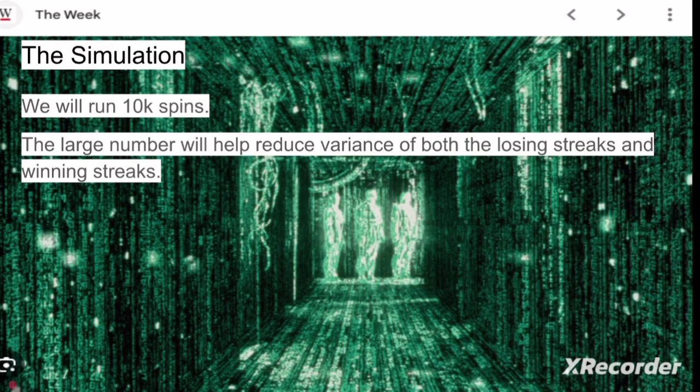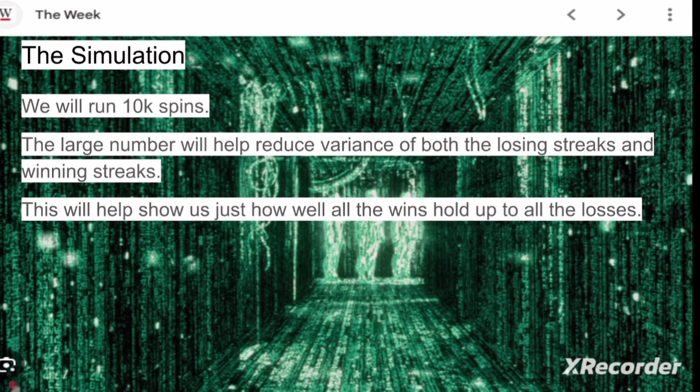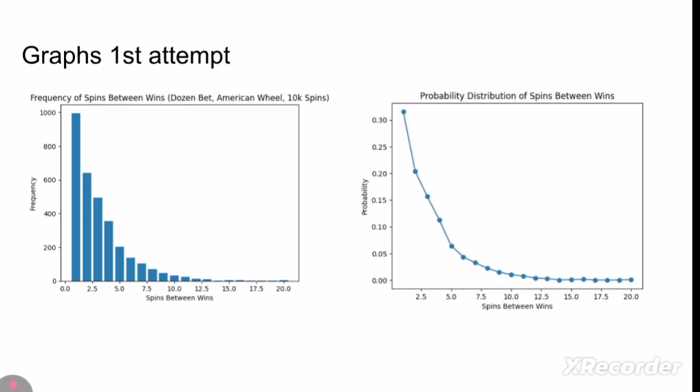Like, oh, I tried it out once and I won. It must be a great strategy. This is the strategy I'm going to use. Or I tried it out once and I lost, so it's a terrible strategy. A lot of that is just variance. We need to filter that out. So it's going to show us exactly how these wins hold up in the long term.